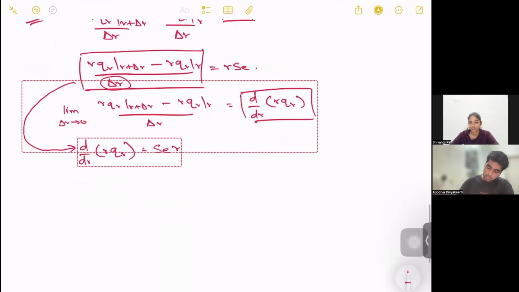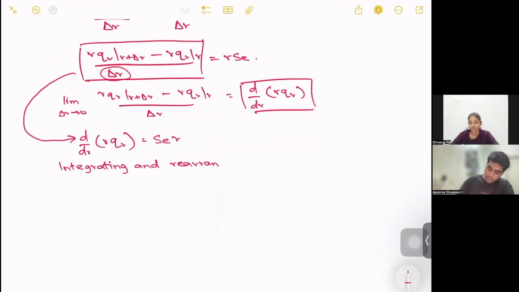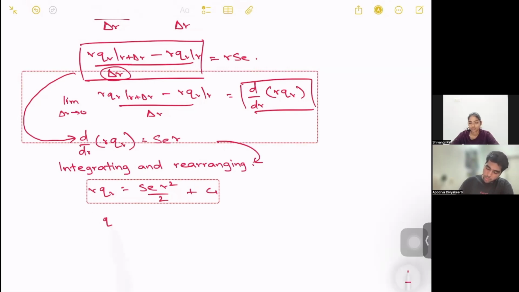Next, we have to integrate and rearrange the equation. By integrating, we will get R q_r equals S_E R square by 2 plus some constant C1. Now this further simplifies to q_r equals S_E R by 2 plus C1 by R.